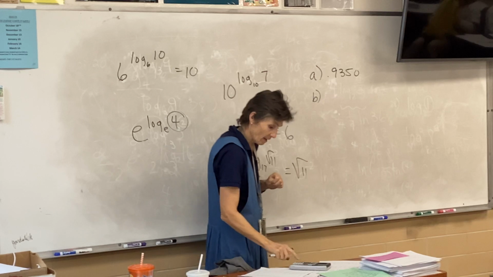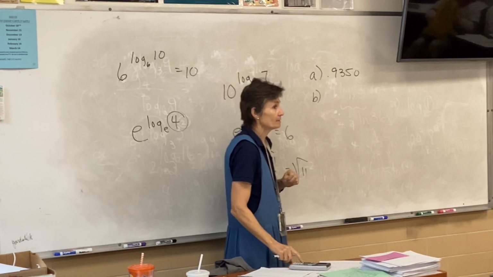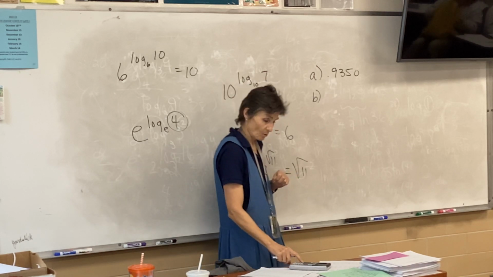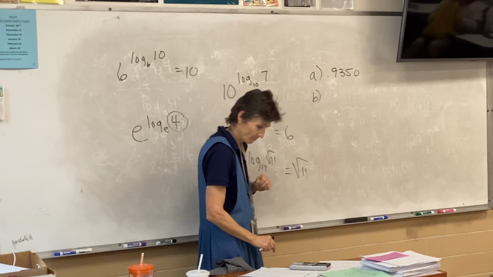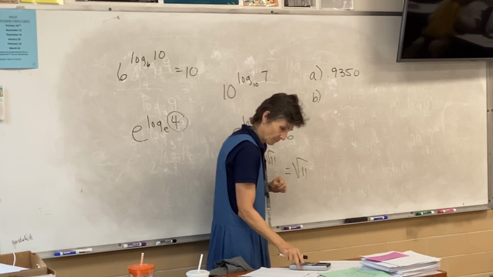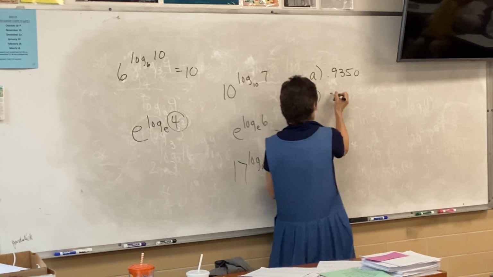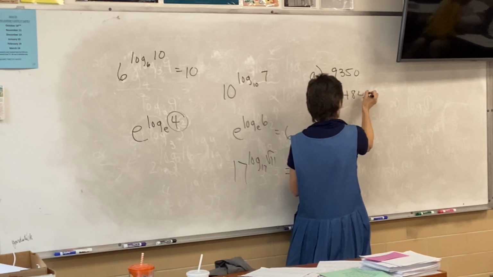B, ln, now you have an ln button, it's right under your log button. So ln 12, 2.4849.